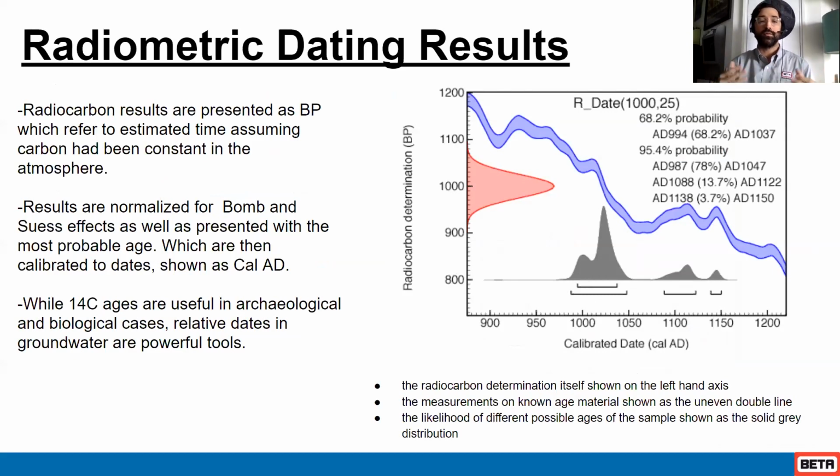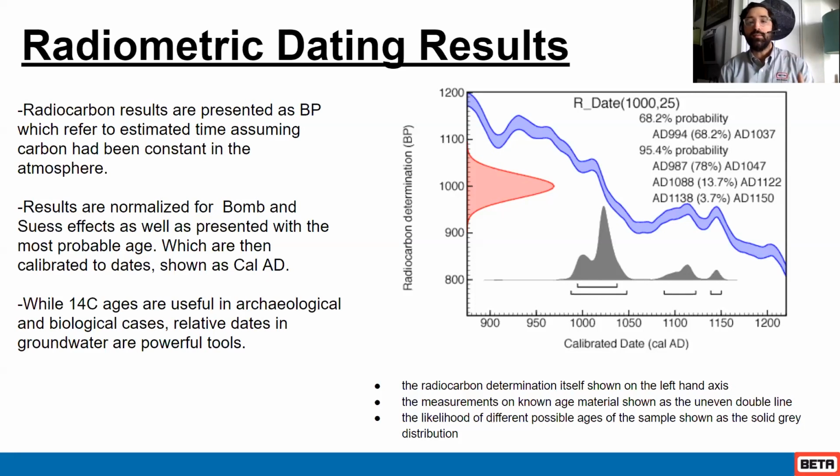dating results. So what we're doing is measuring the activity, and what that does is it gives us a result in time. And first, what we do with radiocarbon results is we look at this y-axis here, and this is radiocarbon determination BP. And what that's suggesting is, if there was an absolute value of radiocarbon, how old would this have to be absolutely, right?